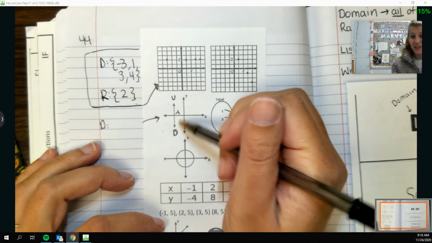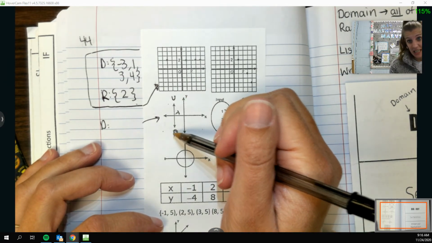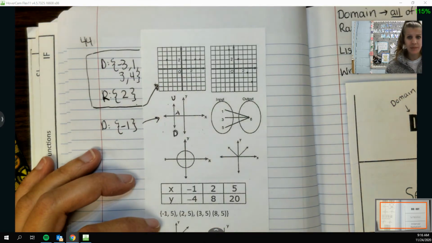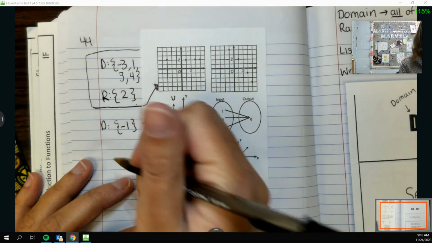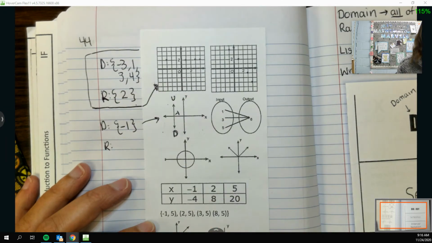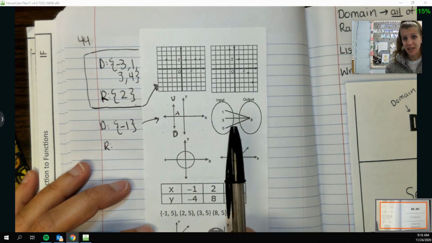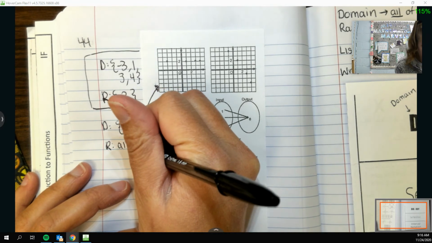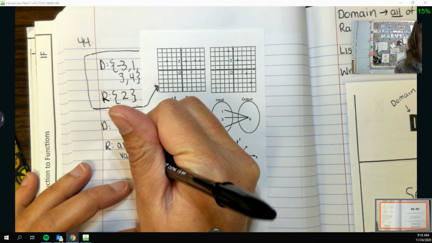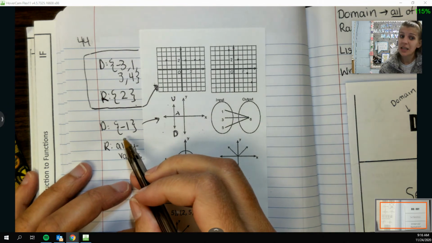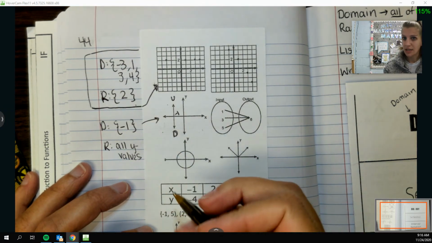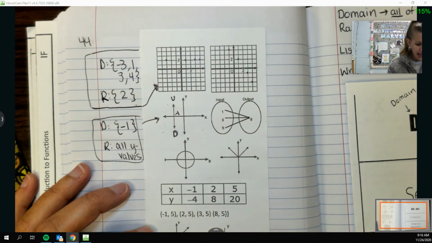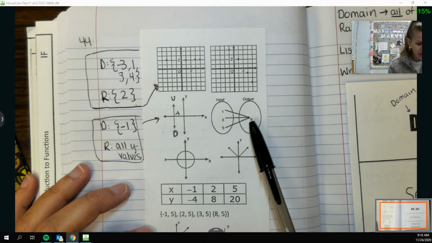No matter where I go, it's only -1. So my domain value is -1 only. But for the range, it's going up and down forever, so eventually it's going to get all of them. So all y values. That's a weird one because the domain had just one value, but the range has all values. It's kind of strange. So that's this example here, and I would have you guys try this one.